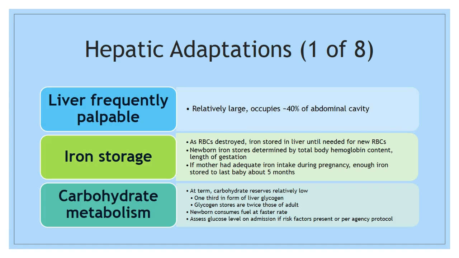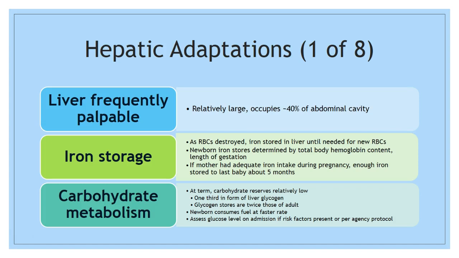Carbohydrate metabolism is different also in newborns at term. Their carb levels and reserves are pretty low. They don't store up carbs like we do. So 1/3 of their carbs are in the form of liver glycogen, and their glycogen stores are twice those of adults. Newborns consume fuel at a much faster rate than we do as grown-ups. So they don't have enough stored up. So you can see why they would run out much more quickly.